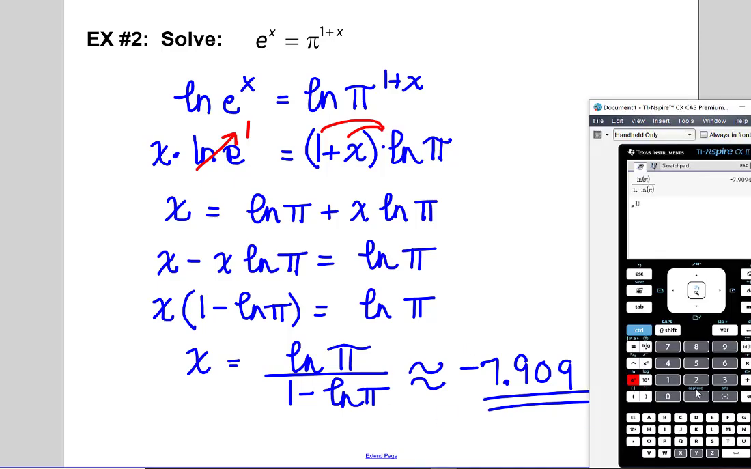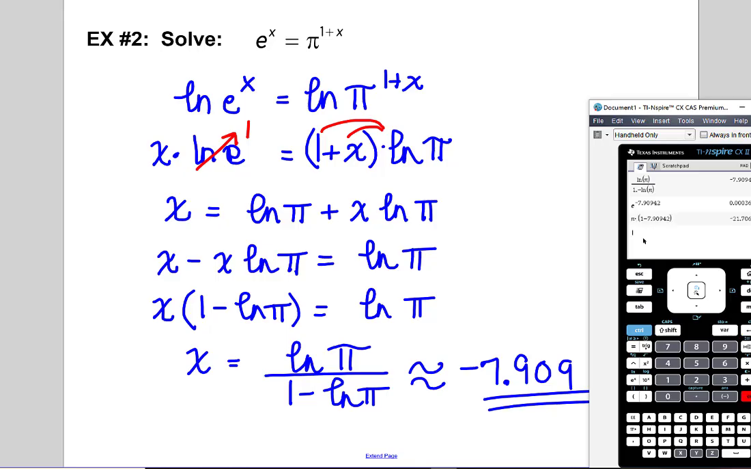So let's give that a go. E to the negative 7.90942 is about 0.000367. And then taking pi and raising that to the 1 minus 7.90942. You should get really close to that decimal answer. Uh-oh, I got a mess here. Okay, there we go.